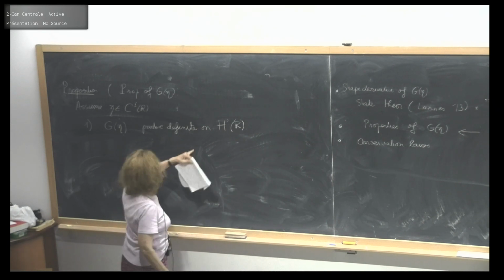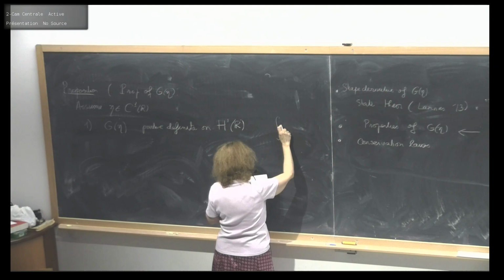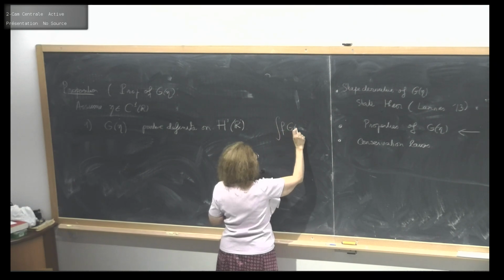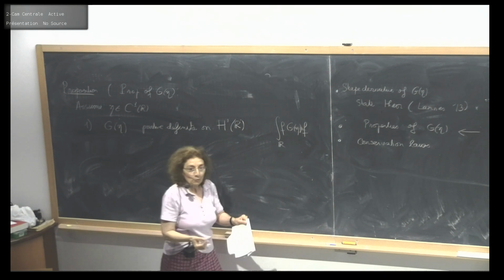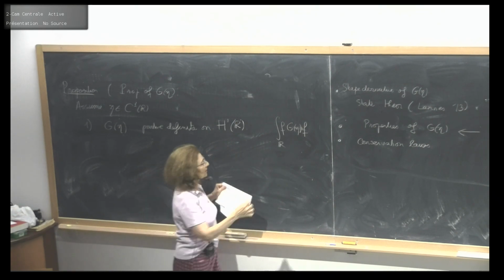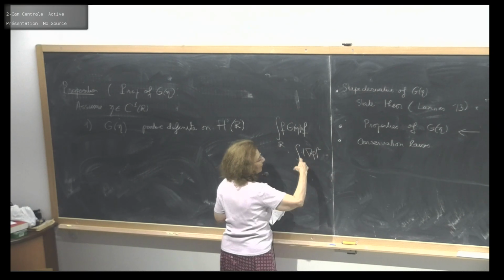Okay, because simply if I take the integral of f G(eta) f, of course, we always go back to the elliptic problem, that's exactly the integral of gradient phi squared. So it's always positive.